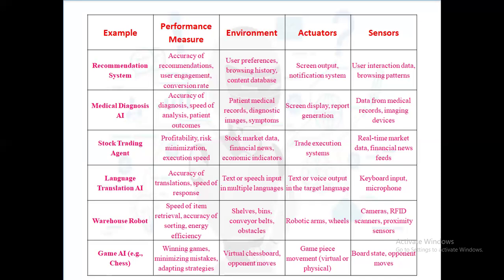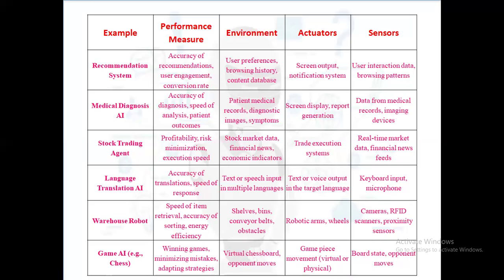Its performance is judged by how the performance is measured: the accuracy of diagnosis, the speed of analysis, and its impact on patient outcomes. So the next example is the stock trading agent.